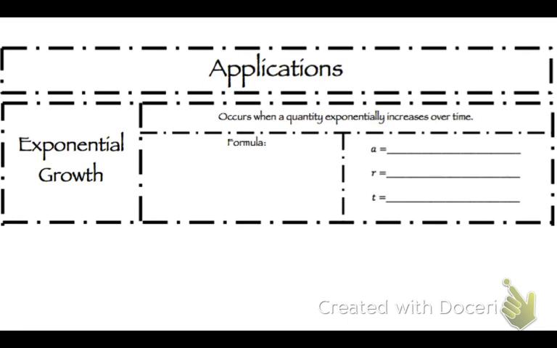So exponential growth. When something grows exponentially, it gets big really fast. The formula for that is y equals a(1 plus r)^t, where a is your initial amount, r is the growth rate, and t is time. Okay, and that's usually in years. It can change based on what problem it is though.